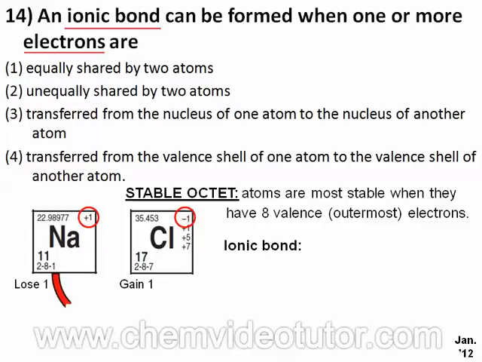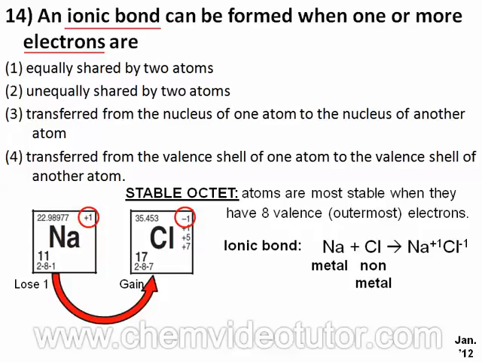An ionic bond involves the transfer of electrons from a metal, in this case sodium, to a nonmetal, in this case chlorine, forming positive and negative ions. Since electrons are not found in the nucleus, choice 3 is wrong and choice 4 is correct.